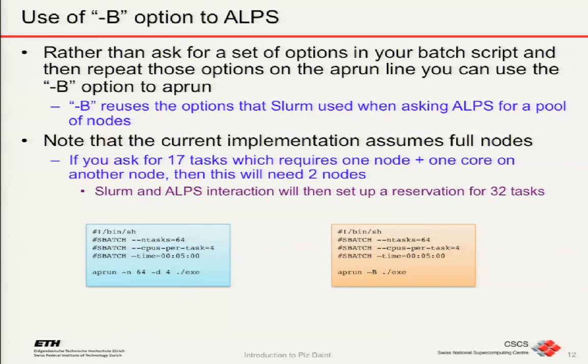So a typical way that this might work is down here. I ask for 64 tasks, 4 CPUs per task. So I'm going to run with 4 OpenMP threads, which unfortunately I don't have in my batch script, but I should have done. I then repeat this on the aprun line, -n64 -d4.